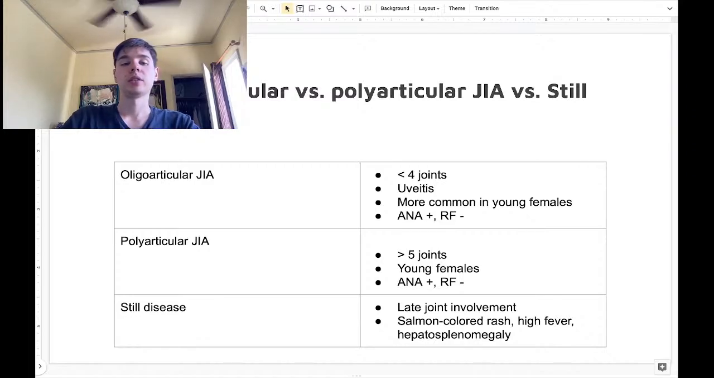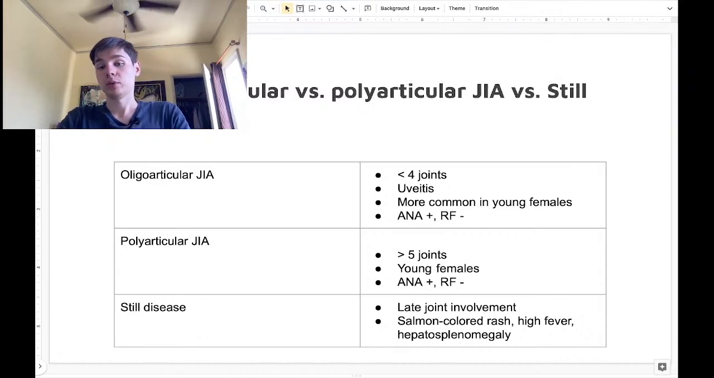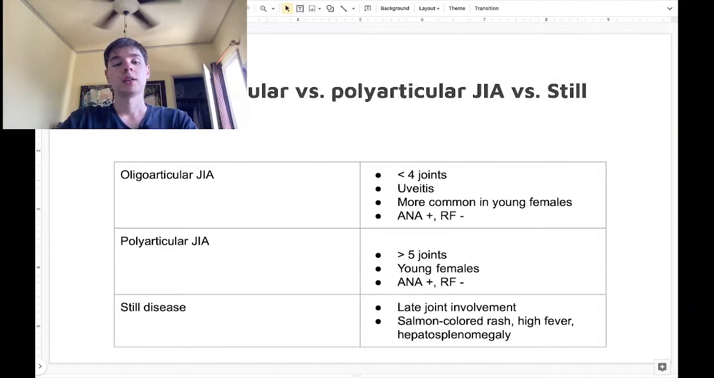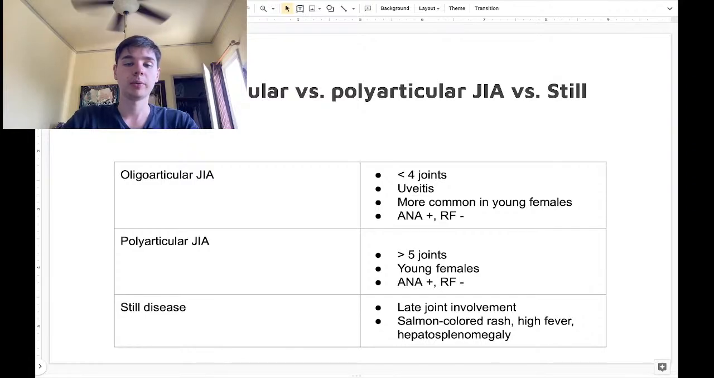For the polyarticular juvenile idiopathic arthritis, there are more than 5 joints involved. The ANA is positive, but there is a negative rheumatoid factor. Also, it is common for young females. Still disease has late joint involvement. It presents with a salmon-colored rash, a high fever, and hepatosplenomegaly. Okay, any questions on this topic?